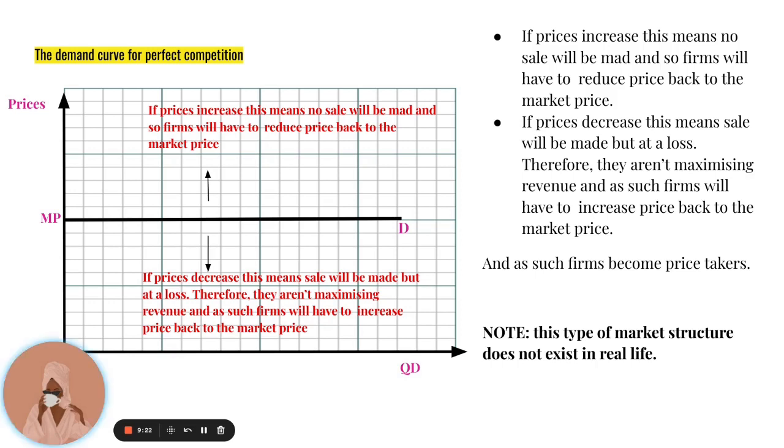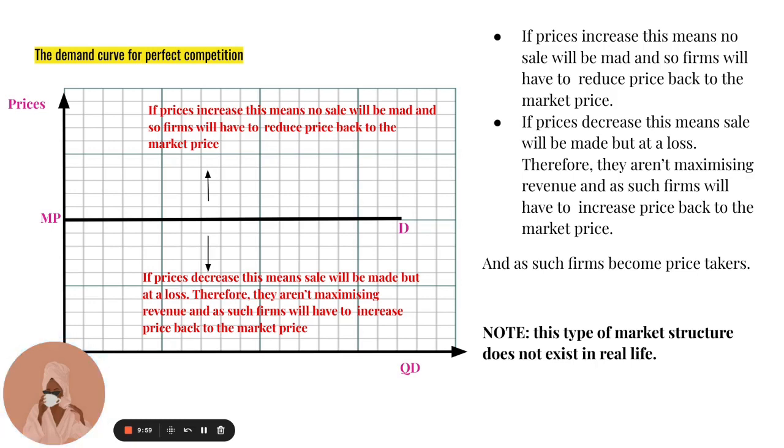And if you decrease it, persons are going to buy from you, but you are going to be selling at a loss. Now, let me explain this. Here we have the demand curve for perfect competition, where on the vertical axis we have the prices, and on the horizontal axis we have quantity demanded, represented by QD. The market price, as you can see, is horizontal, and this is drawn out with the demand curve. So that straight line going across is the demand curve.